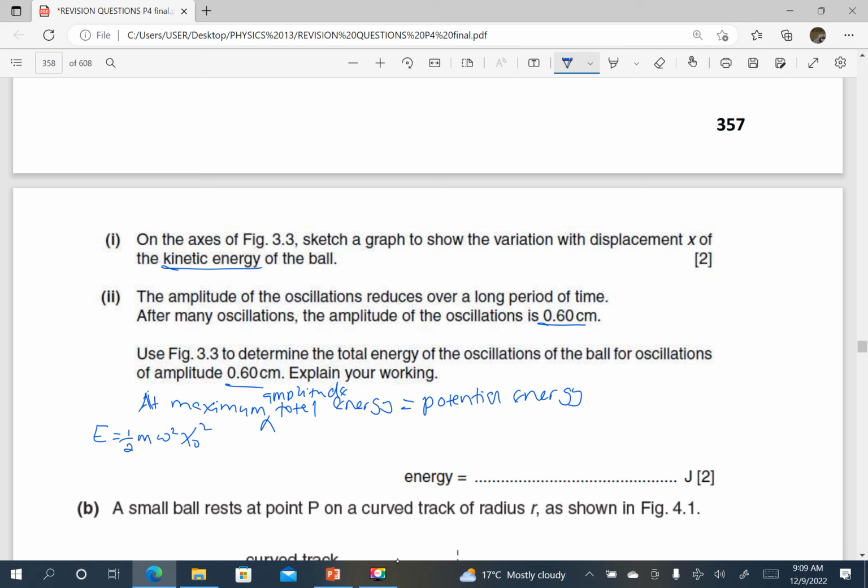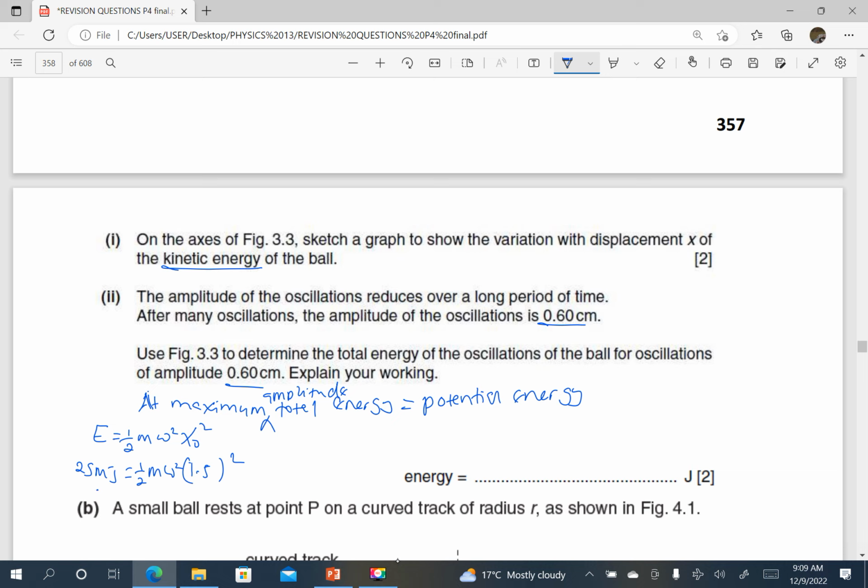At maximum amplitude, total energy is the potential energy. So energy is going to be equal to a half m omega squared x naught squared. We know that when we had amplitude as 1.5, total energy was 25 millijoules. So I'll simply say 25 millijoules was equal to a half m omega squared, amplitude was 1.5, and this is squared. Then we want the total energy when the amplitude is 0.6.